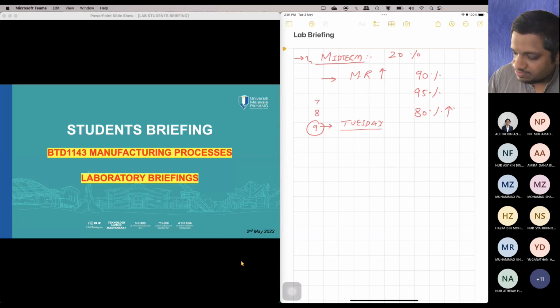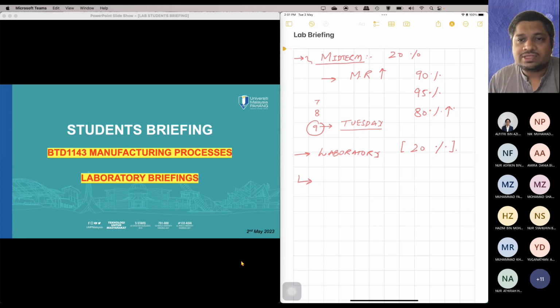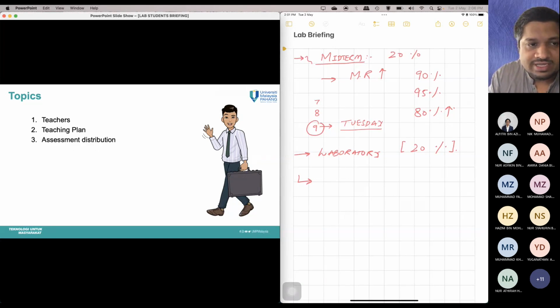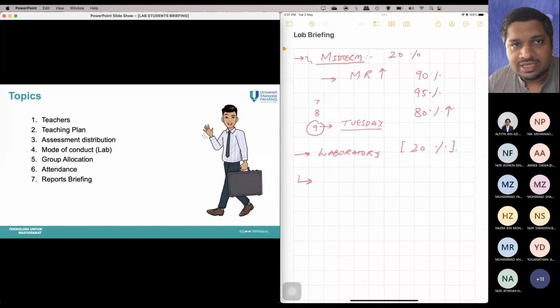Now we are going to move on to the laboratory. Laboratory also constitutes 20% of the marks. So today I'm going to give you a briefing on the labs for all students. We are going to discuss who are going to be the teachers for your lab, what is the teaching plan of your lab, how the lab assessment is going to be carried out, how the lab is going to be conducted, how the groups are allocated, the attendance for the lab, the briefing, and how the report should look like, what are the characteristics of a good report, what you should include in your report and what you should not include.